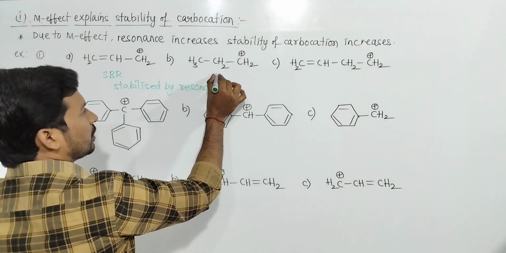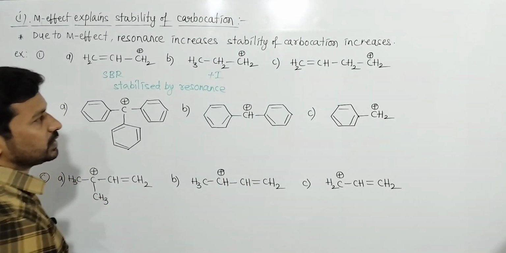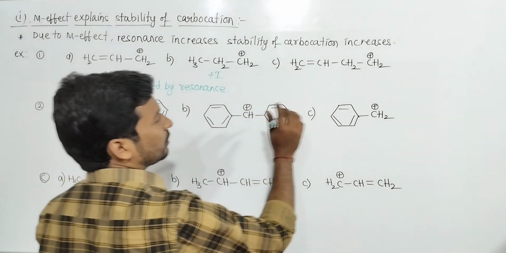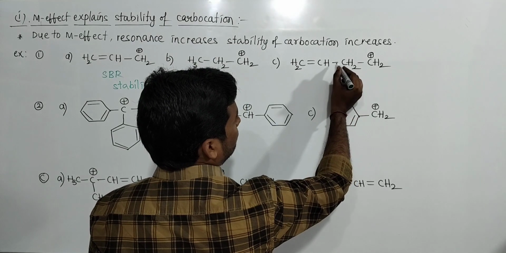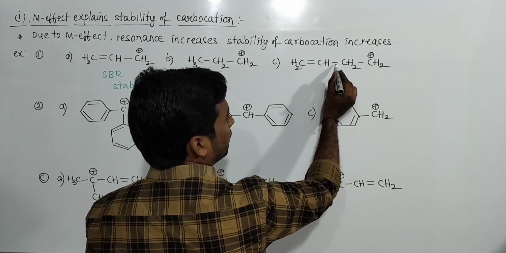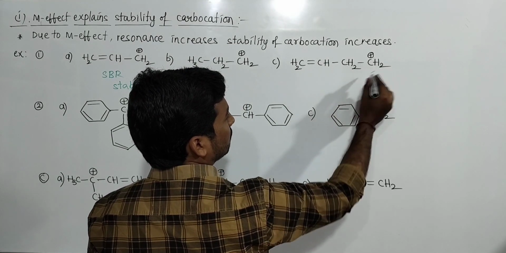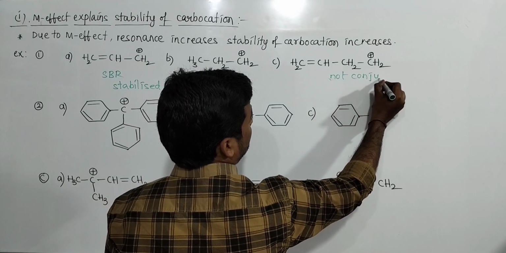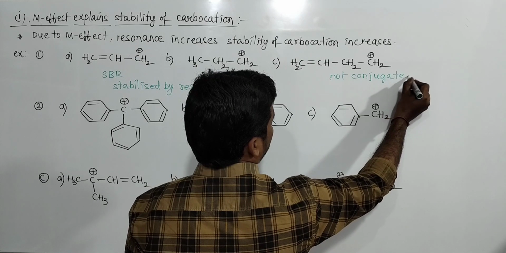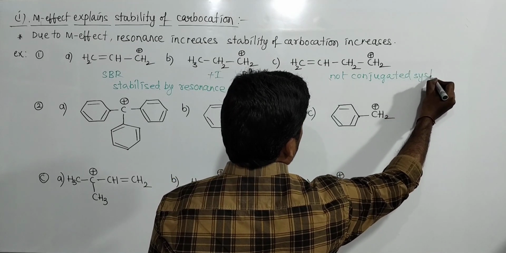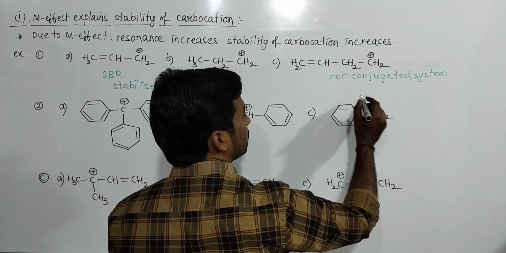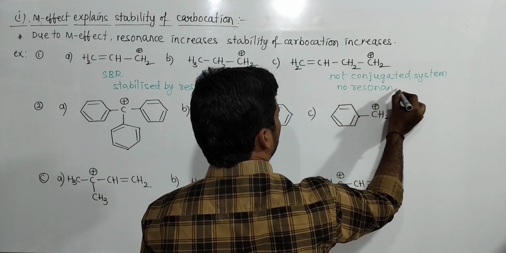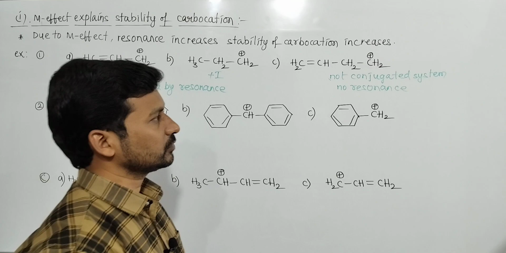This group is what? A plus I group. Plus I group increases stability of carbocation. This is also stable. Here, double bond, single bond, positive: not a conjugated system. If it is not a conjugated system, no resonance. No resonance means no mesomeric effect.